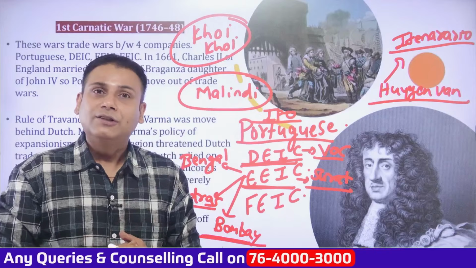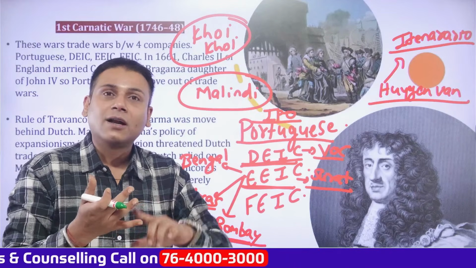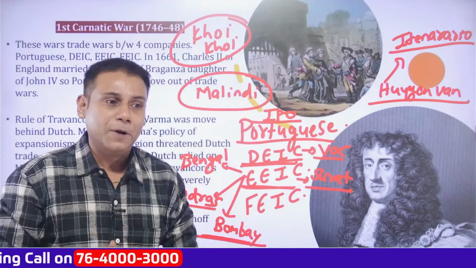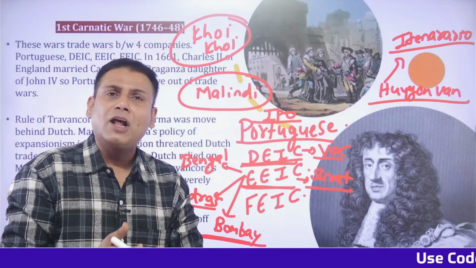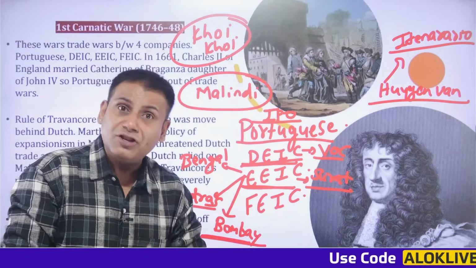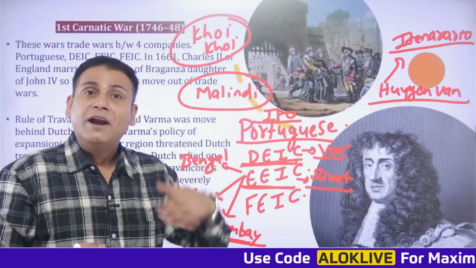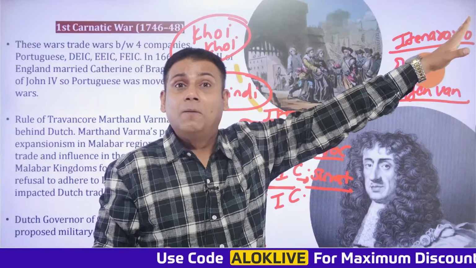Shaista Khan did not like this, and he started attacking the territories of the English East India Company. Shaista Khan attacked Kasim Bazar, Balasore, Hooghly, Hijli and Midnapur. The English East India Company was ousted from Bengal.